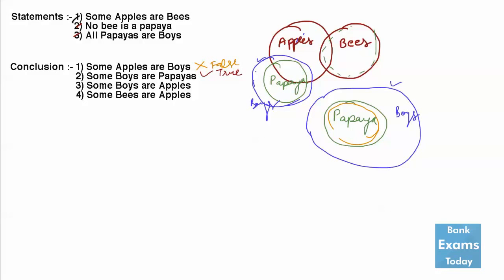Some boys are apples. If you look at this situation, here are apples and here are boys. There is no relation between boys and apples. So this one is also false. Some bees are apples. Give a look to this part. A part of bees are apples. So this one is right.